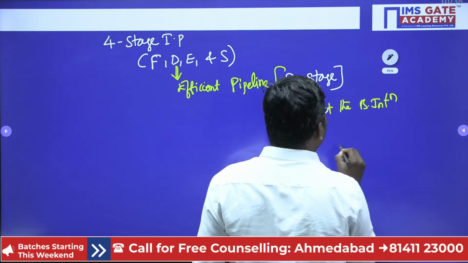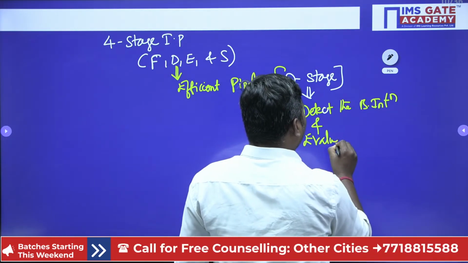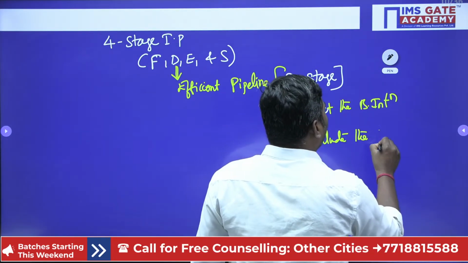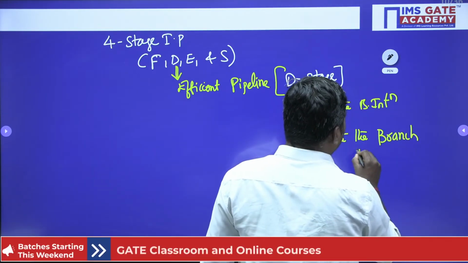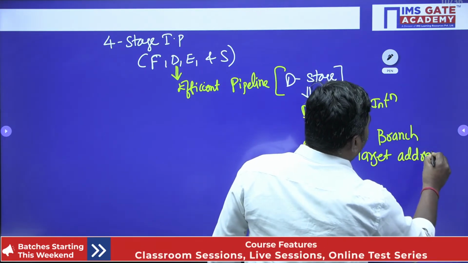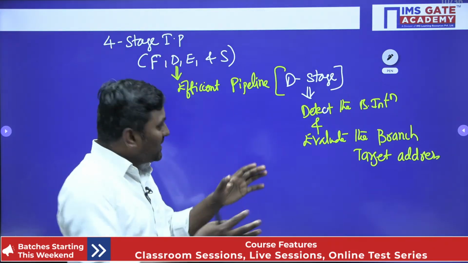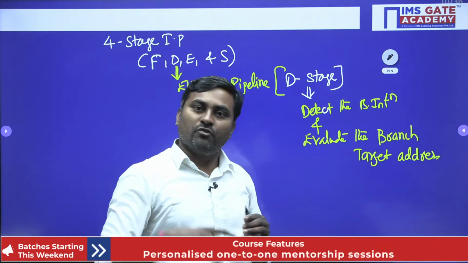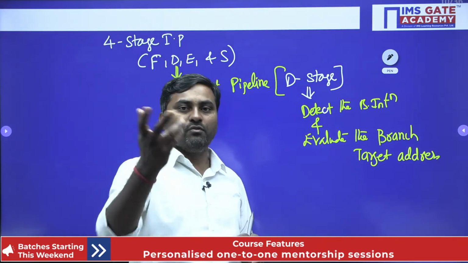You have to detect the branch instruction as well as evaluate the branch target address. At the end of the second clock cycle only. So if you make this stage intelligent, detection and evaluation will happen in the decode stage only. Then you can get the address.